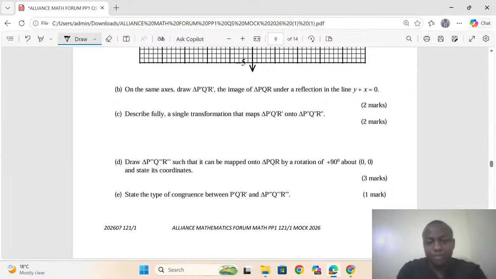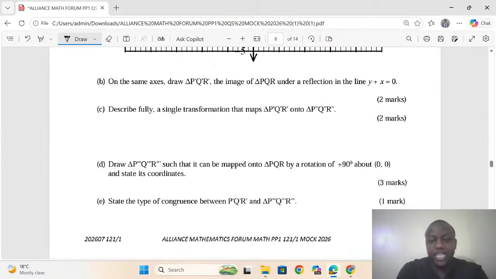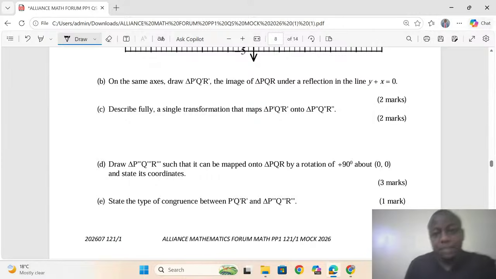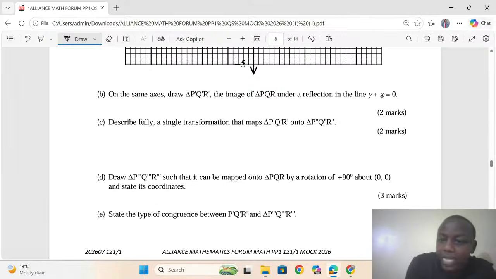Q prime, R prime, the image of the first triangle, in a reflection in the line y plus x equals 0. Now, you know very well that we cannot reflect unless we first understand the mirror line and we draw it. If y plus x equals 0, can we see that y then equals negative x?